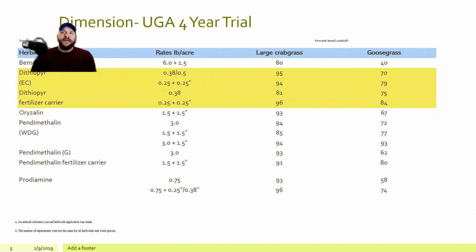And if we look here, this is dithiopyr, and this is going to be pretty close to what I would say average results would be with dithiopyr. You can see you're in the 80 to 90 percentile range depending on number of applications you make. You see a single application is not as effective as 2 applications, and you see a split application was more effective than a single application as well, even though you do have an overall reduced rate.